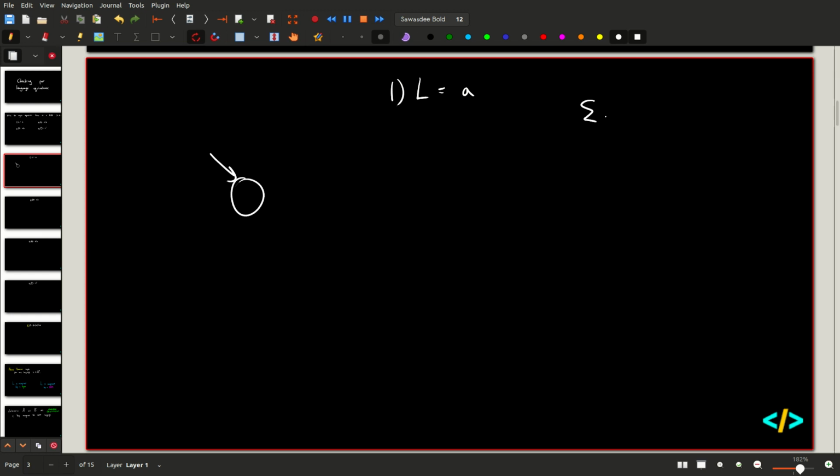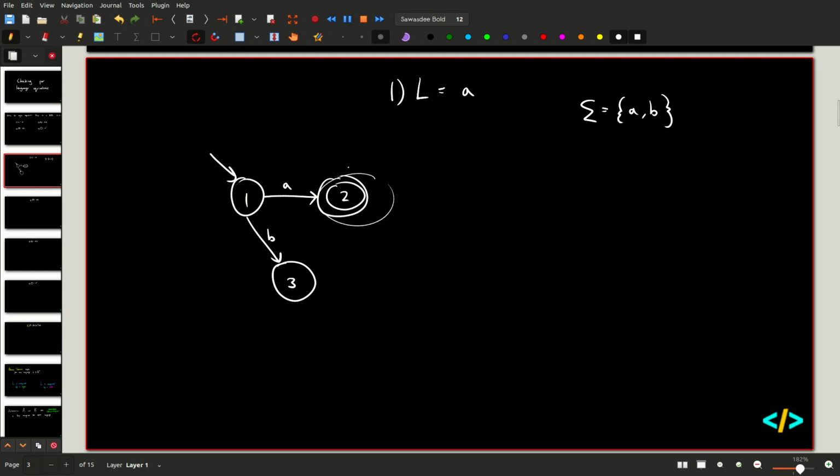We'd have an initial state. Our alphabet sigma is just A, B in this case. We'd have our initial state, and we're just accepting A, so we make a transition function which just has A on it, and this goes to an accept state. Then to make it a total DFA, to be exhaustive, we need to make transitions for every possible input from every state. So B from the initial state would go to a reject state, and similarly A or B from the accept state, state 2, would go to this reject state 3.